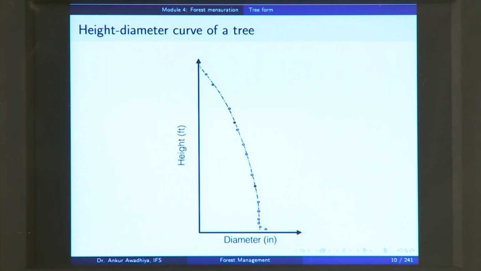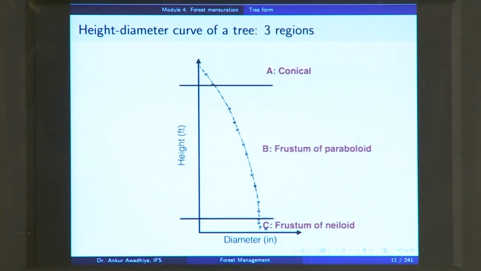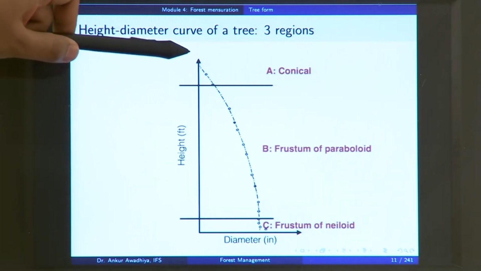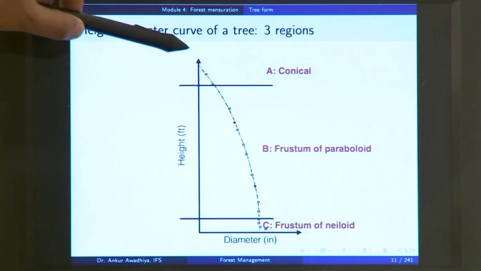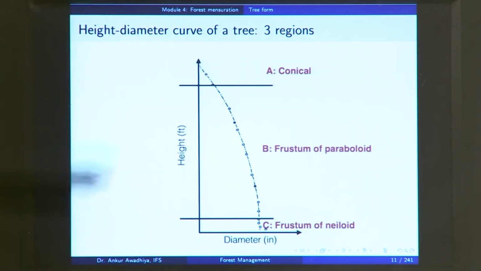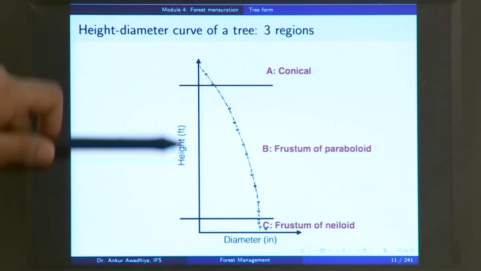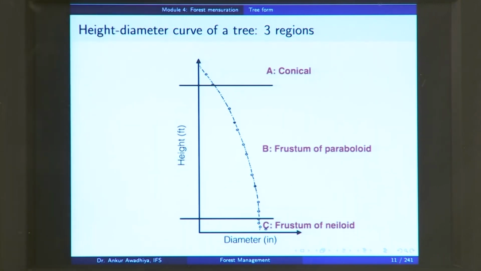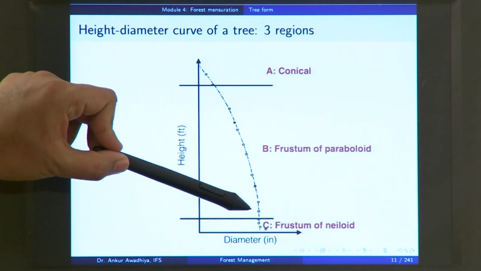So we can divide this curve into 3 portions, and what we will find is that the topmost portion is conical in shape. So this portion more or less makes a straight line in the height diameter curve. The central portion is the frustum of a paraboloid. So what is the frustum of a paraboloid? You take a parabola, you move it along the axis, and then it forms a 3-dimensional shape, and then you cut it at the top and the bottom. So that becomes the frustum of a paraboloid. The bottommost portion is the frustum of a neiloid because of this shape.